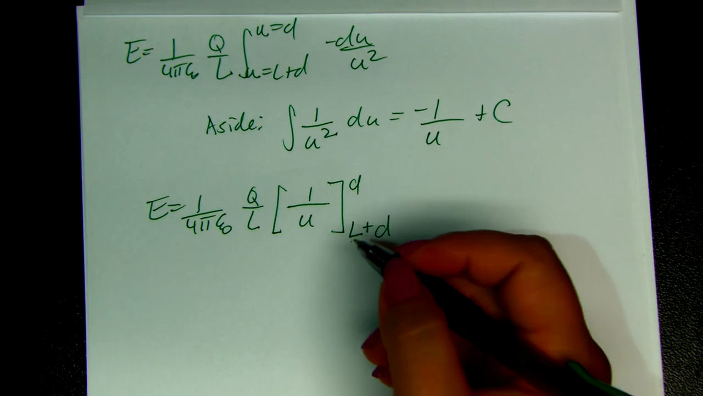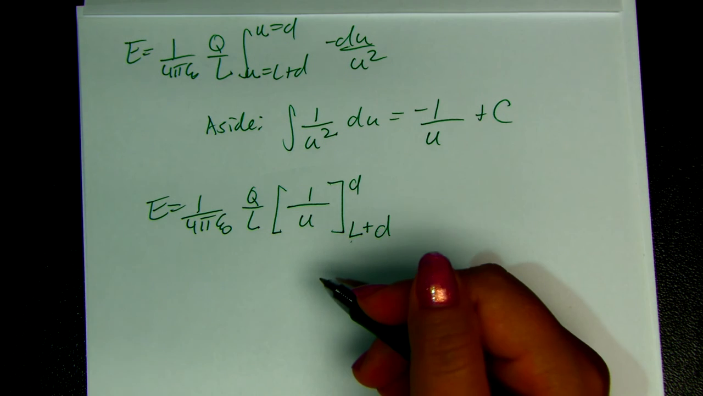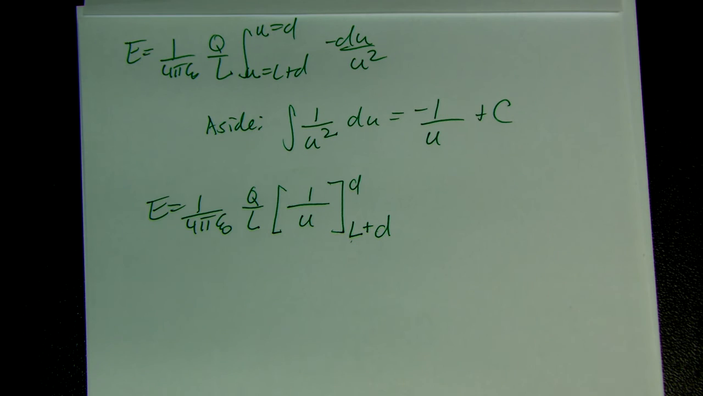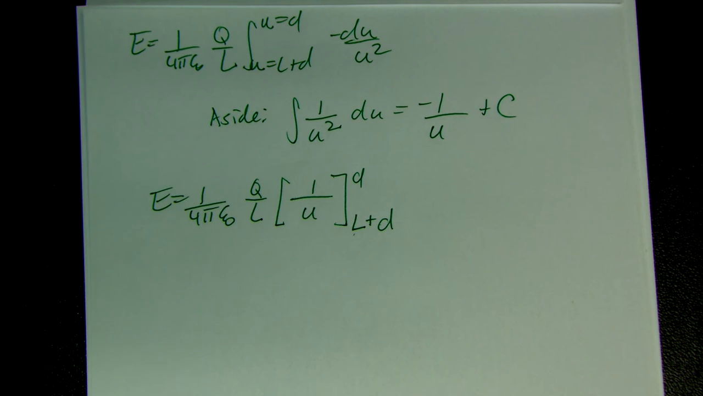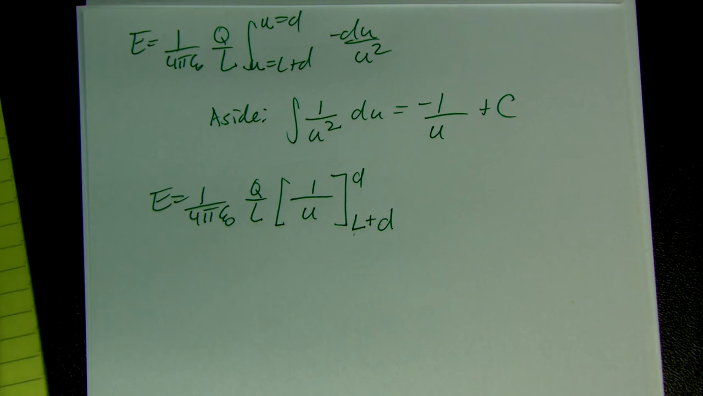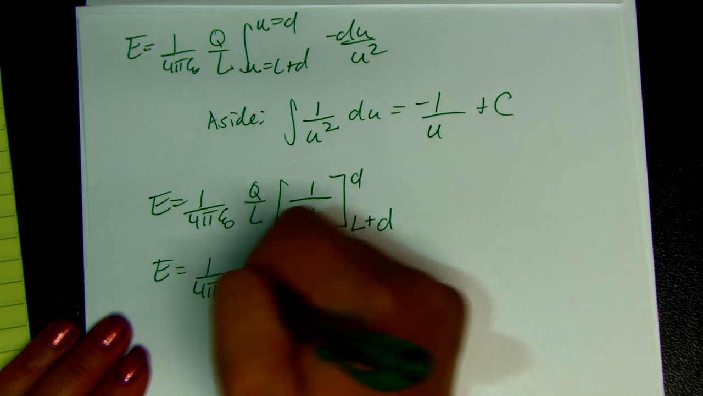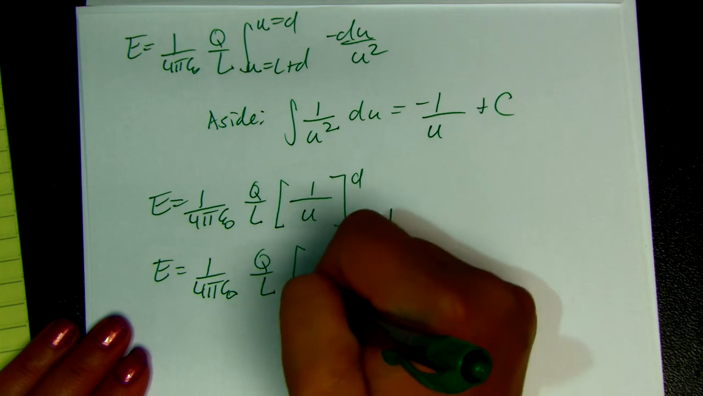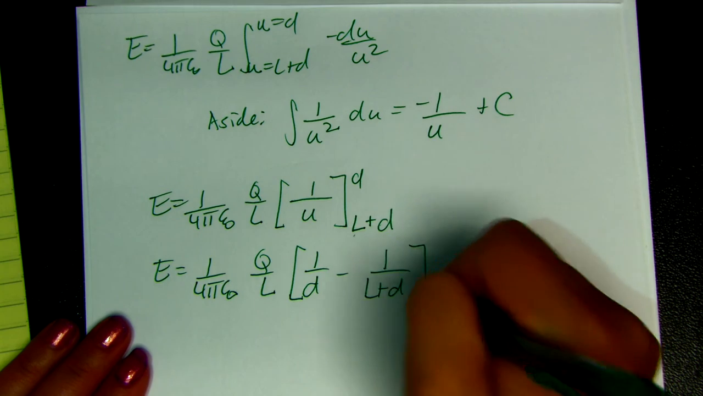It is true that you could decide to sub back in for x at this point and then solve, but my Calculus 2 professor recommended that if you're going to do the u conversion, you might as well just plug in the bounds in u. So that's what I'm going to do, but it's your choice. So we have E is equal to 1 over 4 pi epsilon naught, q over L, times 1 over D minus 1 over L plus D.